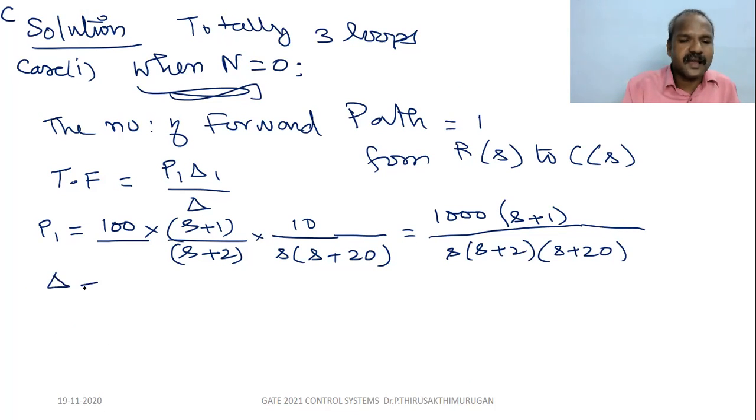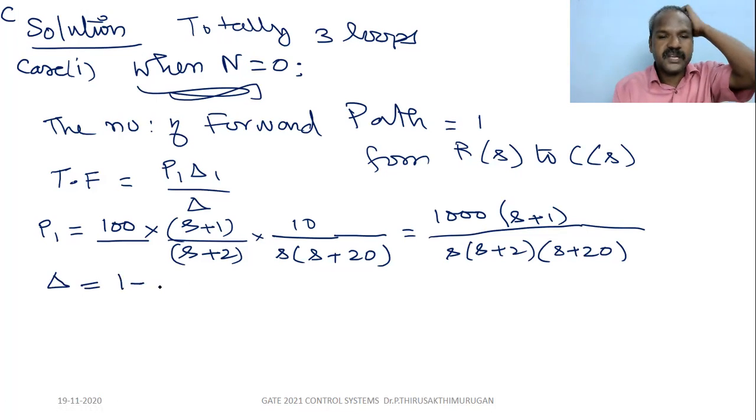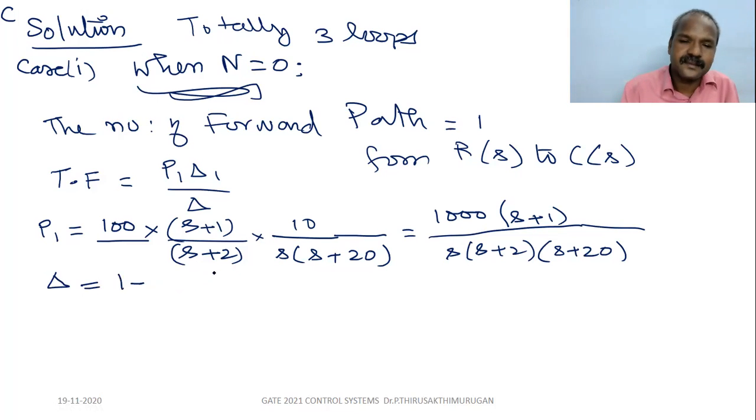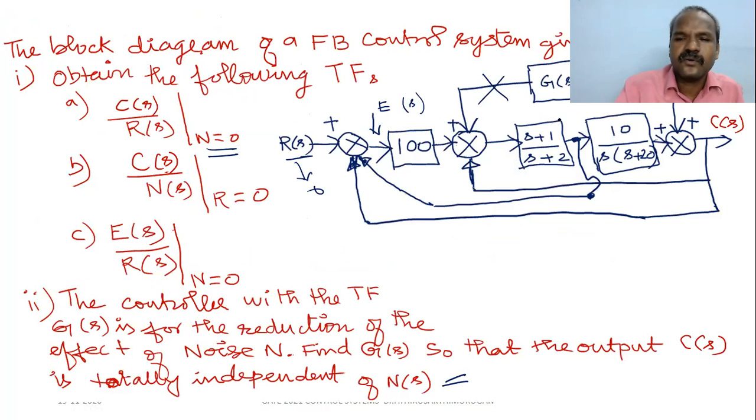So delta. What is delta? 1 minus the sum of individual loop gains. How many loop gains are there? See here, when this is cancelled, how many loop gains are in this forward path? This is one individual loop. So L1 is S plus 1 by S plus 2 into 10 into S plus 1 by S plus 2, divided by S into S plus 2.